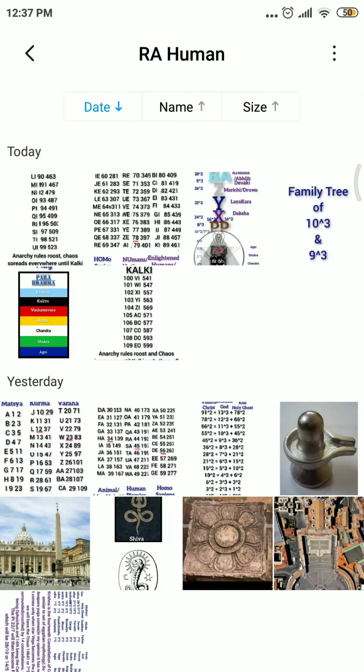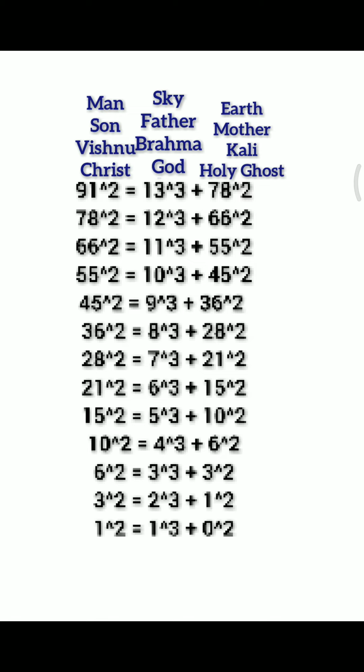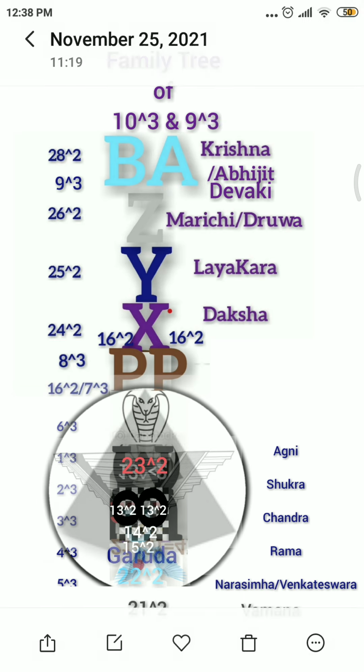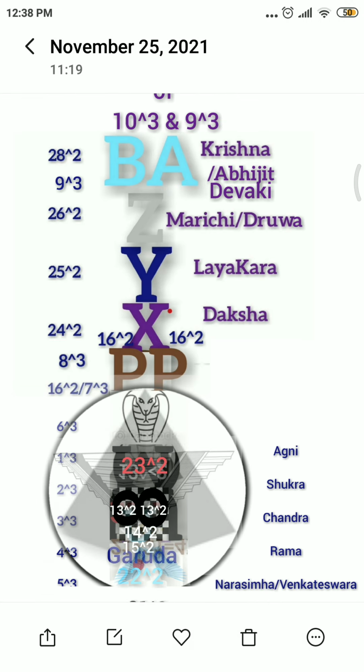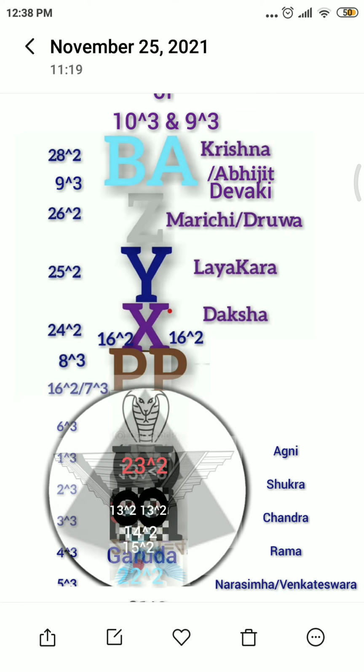10 cube is way up the ladder, here, 10 cube. But this 10 cube fathers children with 9 cube. Are you getting it now? So why am I calling this the family of 10 cube and 9 cube? Because 9 cube is both a square and a cube.